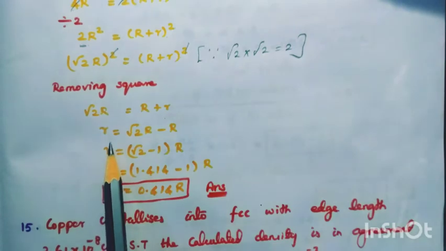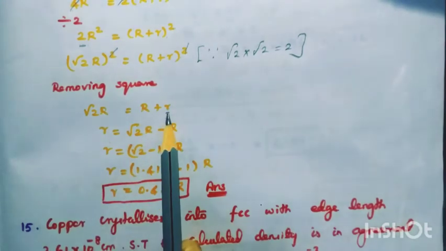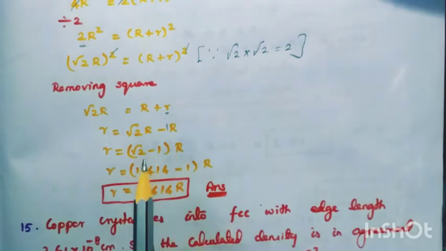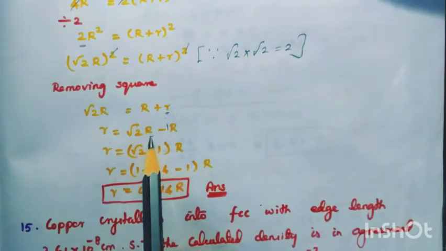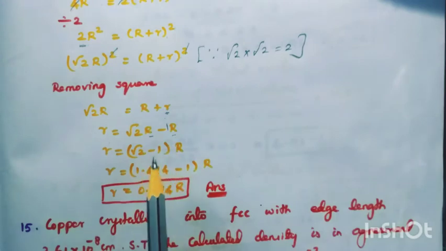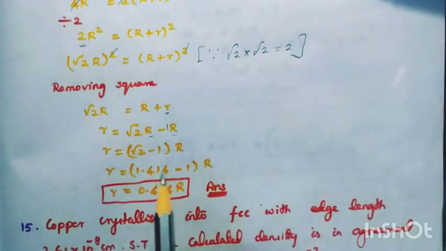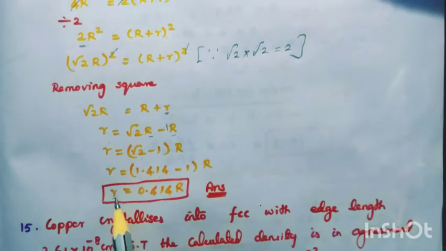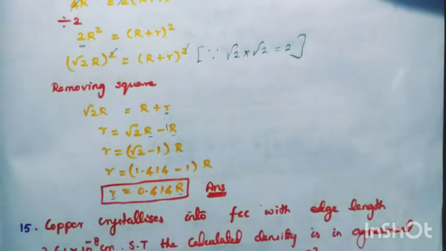So small r, which we need, is equal to root 2 R minus R. R is common on both sides, so root 2 minus 1 into R. What is the value of root 2? 1.414. Minus 1 is 0.414, so r equals 0.414 R. This is the relation between capital R and small r.